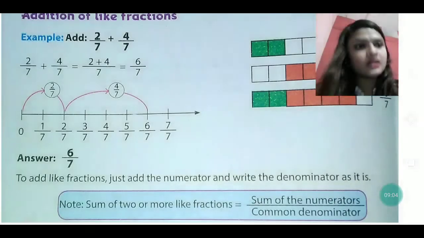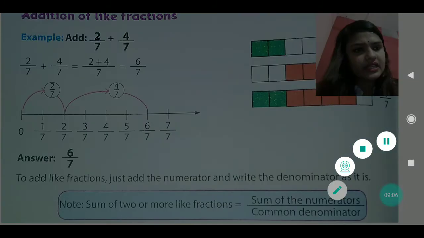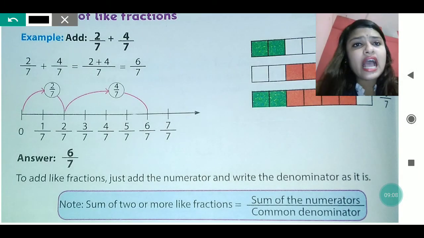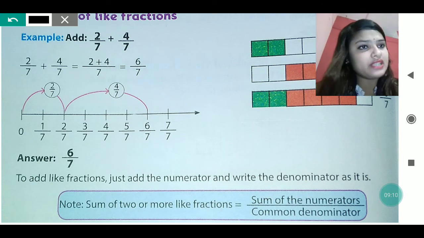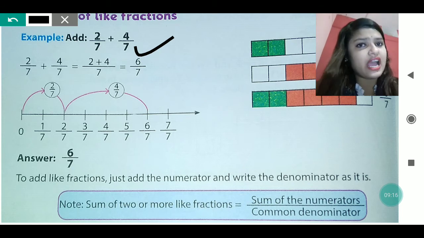In the same way, you all can see, my dear, it is written: add 2 by 7 plus 4 by 7. You have to add. You can see the common denominator here is 7 only, isn't it? And 2 and 4 you just have to add. So I have written the common denominator downside, and adding 2 and 4, I am getting 6. So 6 by 7, and that 6 by 7 is in its lowest term.